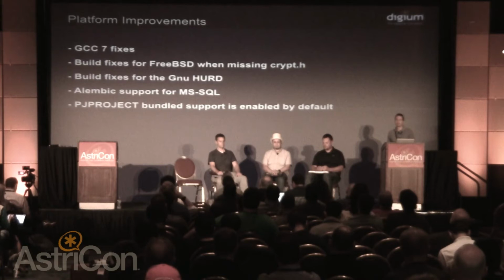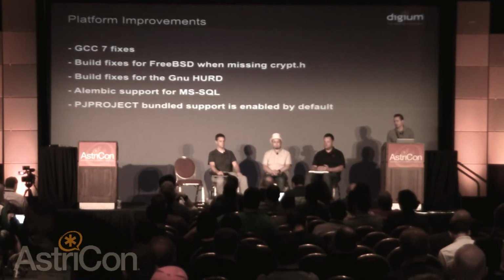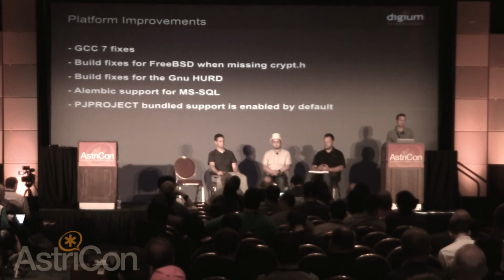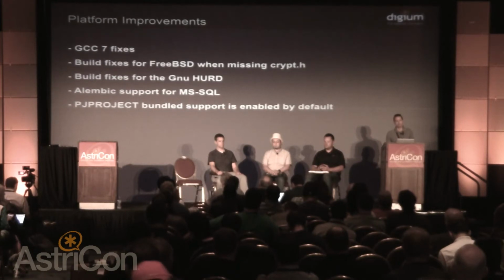Some of the platform improvements included GCC 7 related fixes. For those of you that don't do development on a regular basis, GCC is the compiler that most open source projects generally use. There are actually some other options, but GCC is a very popular compiler. And GCC 7 introduced a lot of static analysis tools, the ability to check code and figure out if there are any buffer overflows and potential places that could be problematic, and we incorporated a lot of changes related to that.